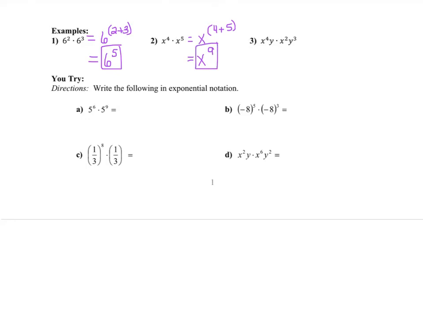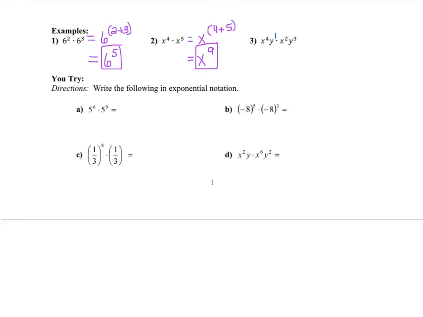Let's look at example 3. It says x to the 4th power times y times x to the 2nd power times y to the 3rd power. So the first thing I suggest you do in problems like this, whenever you have a single y or a single variable, or even a single number, add the 1 next to it. And next you want to bring your like bases together. So we have your x's and your y's.